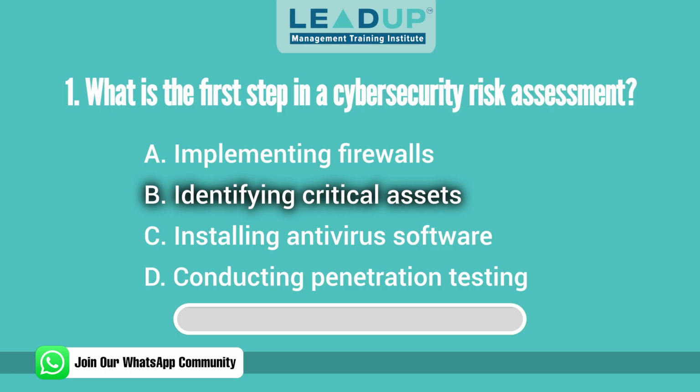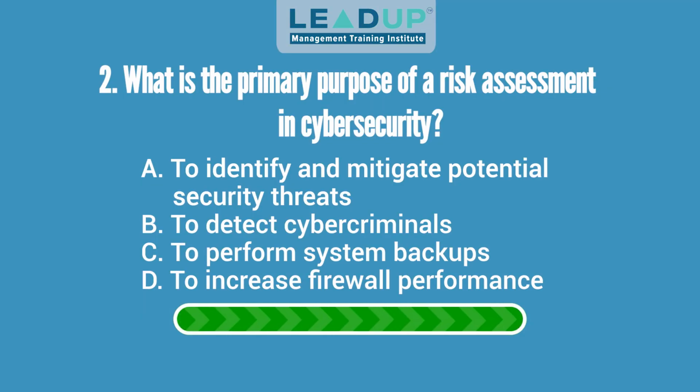Answer: identifying critical assets. Question 2. What is the primary purpose of a risk assessment in cybersecurity? A. To identify and mitigate potential security threats. B. To detect cyber criminals. C. To perform system backups. And D. To increase firewall performance.